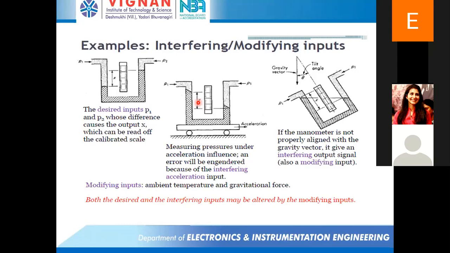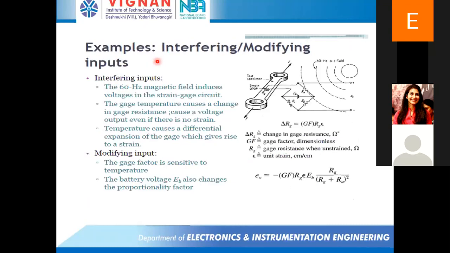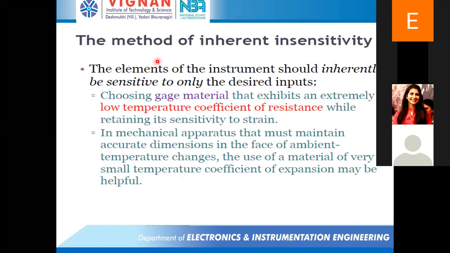For example, if you take a strain gauge. Generally, it should respond only to strain, but it should not respond to temperature. But even though it is responding, then for this method what you have to design is, at least you have to choose the materials used for construction of the strain gauge such that they should not respond to temperature, or that exhibit at least a low temperature coefficient of resistance.